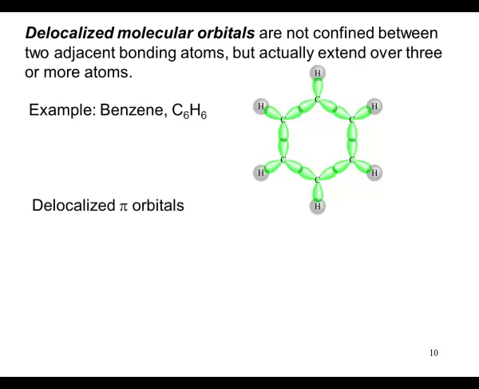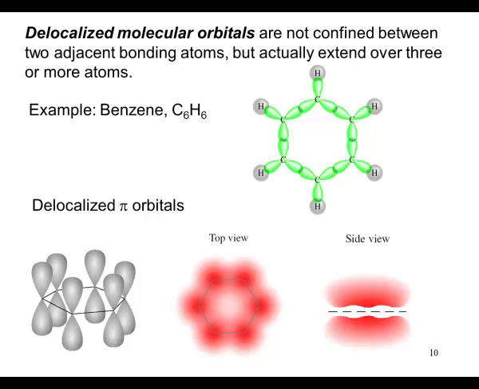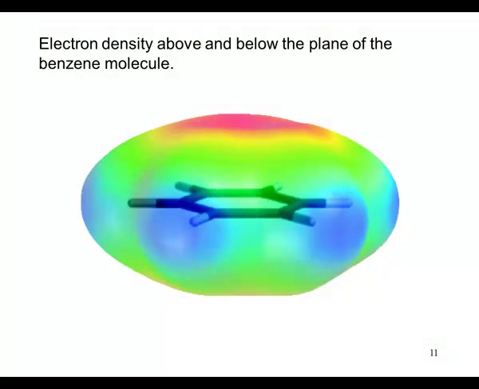The delocalized pi orbitals are shown here. They are perpendicular to the plane. Here's the electron density above and below the plane for benzene. We will show how to fill the molecular orbitals in our exercises in class.